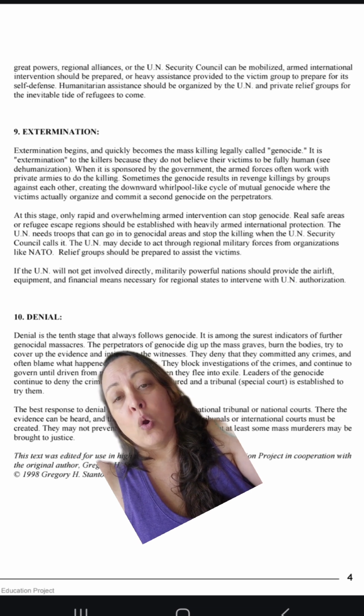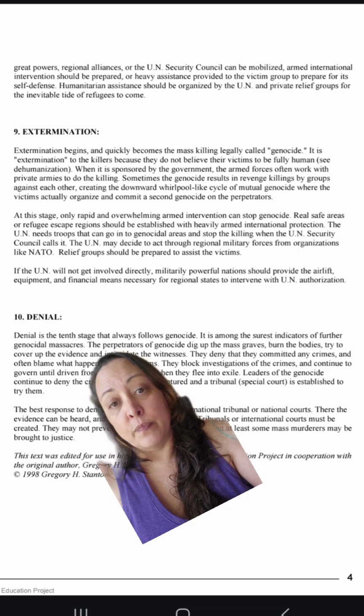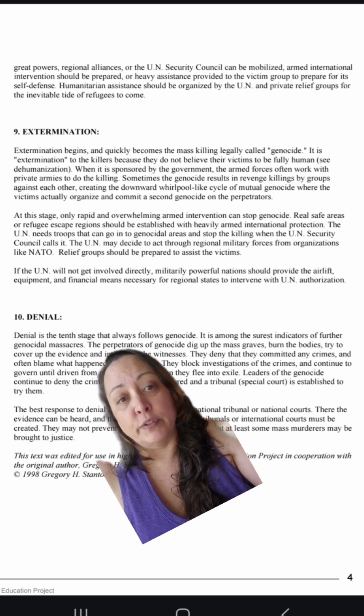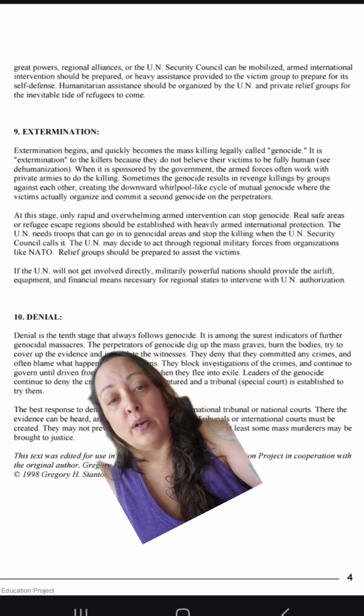Real safe areas or refugee escape regions should be established with heavily armed international protection. The UN needs troops that can go into genocidal areas and stop the killing when the UN Security Council calls it. The UN may decide to act through regional military forces from organizations like NATO. Relief groups should be prepared to assist the victims. If the UN will not get involved directly, powerful nations should provide the airlift equipment and financial means necessary for regional states to intervene with UN authorization.